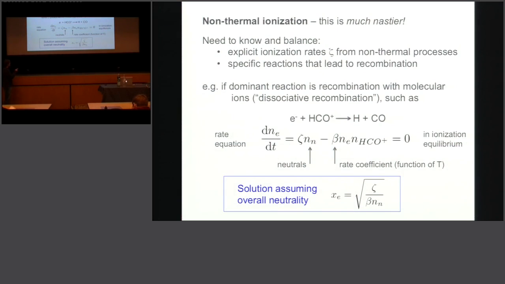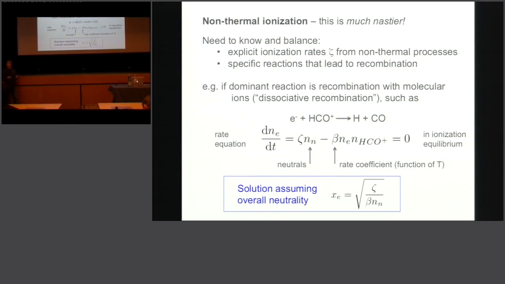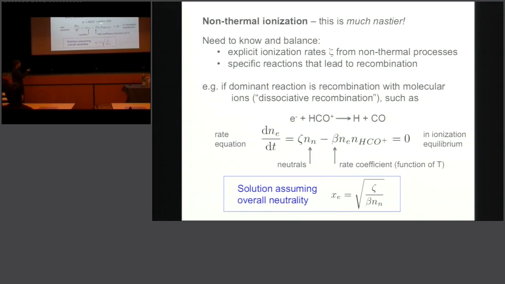So we need to know the explicit ionization rates, which will generally be ionization from various kinds of high-energy photons. We'll say more about that in a minute. And then we need to know the specific reactions that lead to recombination. Individually, these things are not too bad. For example, if the dominant reaction is a so-called dissociative recombination, you take an electron and a molecular ion, here HCO+. These recombine, and in the process the HCO+ is dissociated into H and CO.